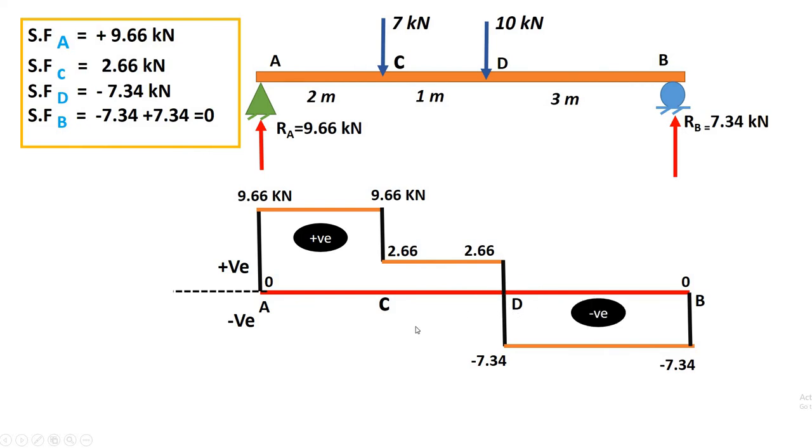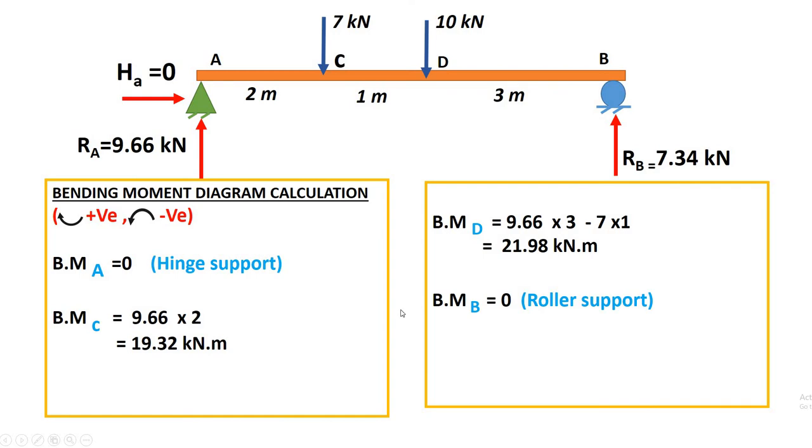At point D. Now for the bending moment diagram, our sign convention is clockwise positive, anti-clockwise negative.